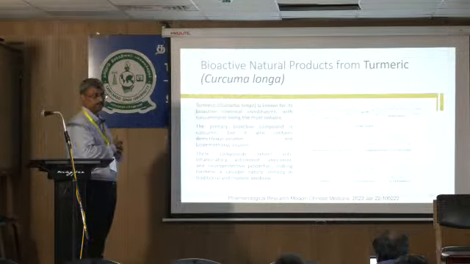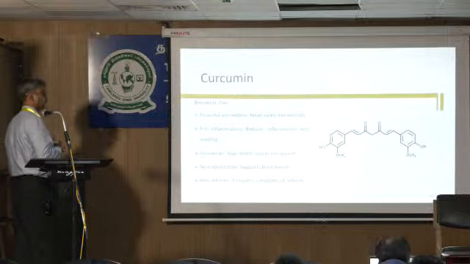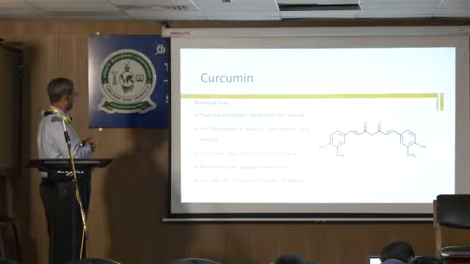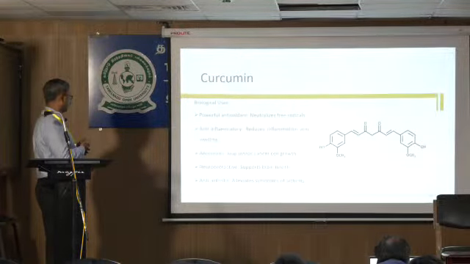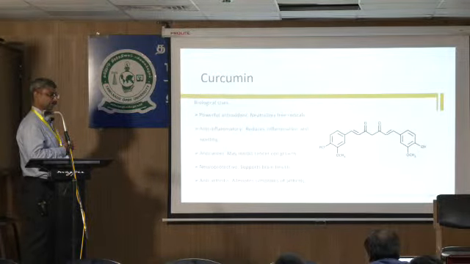The biological uses of curcumins: it's a powerful antioxidant, it neutralizes free radicals, and it is anti-inflammatory, reducing inflammation and swelling. Anti-cancer, it may inhibit cancer cell growth. It is neuroprotective as well as anti-arthritic, a medicine which is used to alleviate symptoms of arthritis.